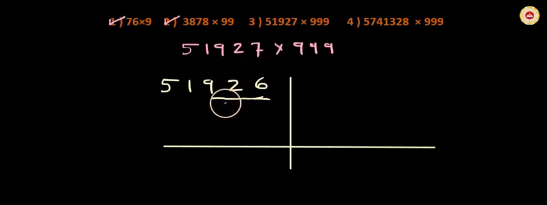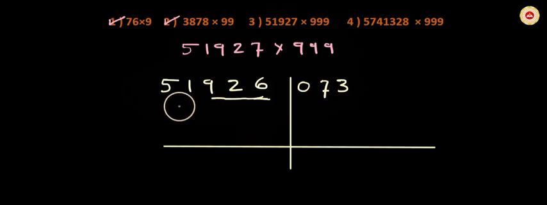So the next step is to subtract these marked digits from 9. Subtract these 3 marked digits from 9 and write the answer in the right part. 9 minus 9, 0. 9 minus 2, 7. 9 minus 6, 3. Right? We subtracted these 3 digits from 9 and wrote the answer in the right part.